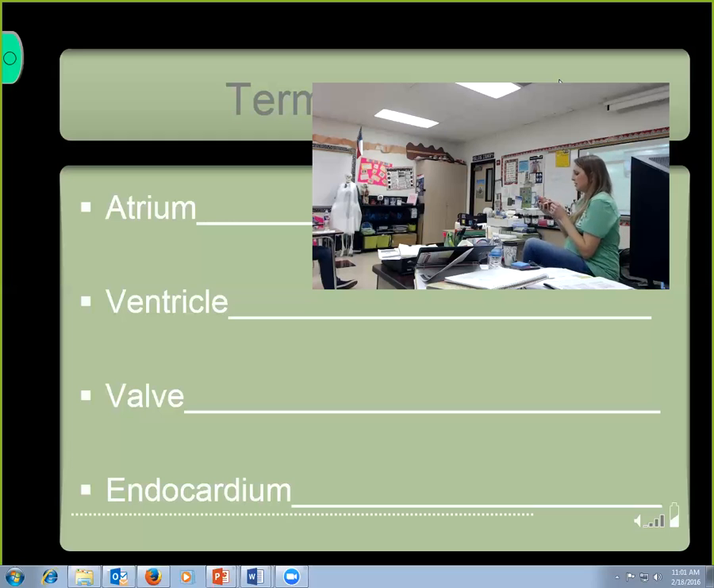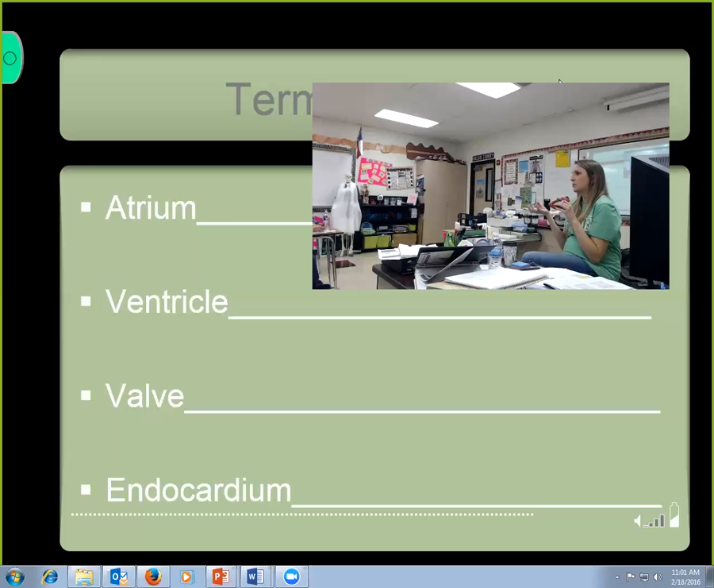Endocardium. What words do you hear there? Cardio. Cardio is heart. Endo is inside. So endocardium is the innermost lining of the heart. So this is what lines the inside of the heart. It's really important that it's really smooth.